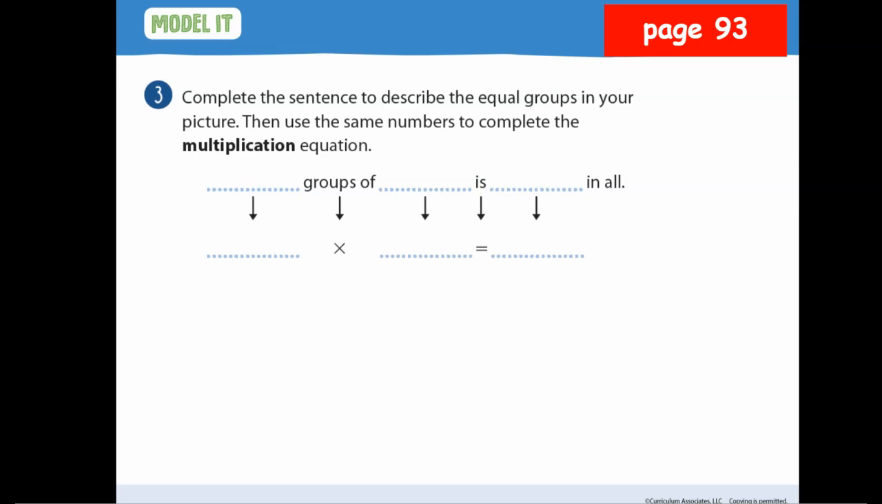So it says complete the sentence to describe the equal groups in your picture. So how many groups do we have? 3. I'm on page 93 still. And how many were in each group? 2. So how many total? 6. So then my multiplication equation is 3 times 2 equals 6. All right. Excellent.